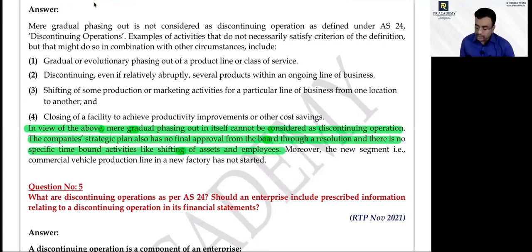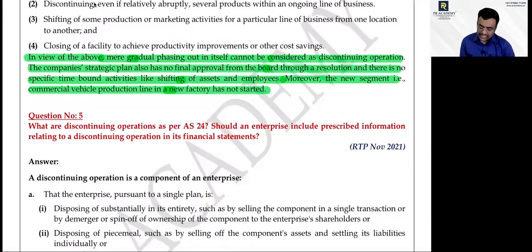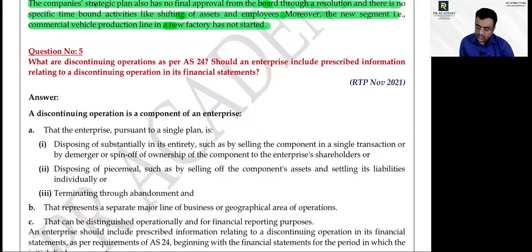Moreover, the new segment, commercial vehicle production line in a new factory, has not started. So hopefully you understood, this is not a discontinuing operation. What are the discontinuing operations as per AS 24? Should an enterprise include prescribed information relating to discontinuing operation in its financial statement?